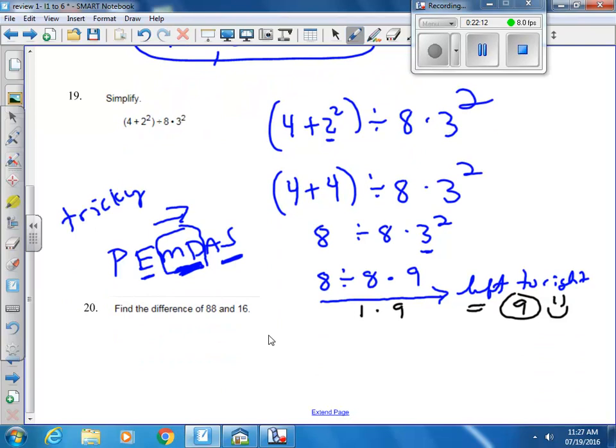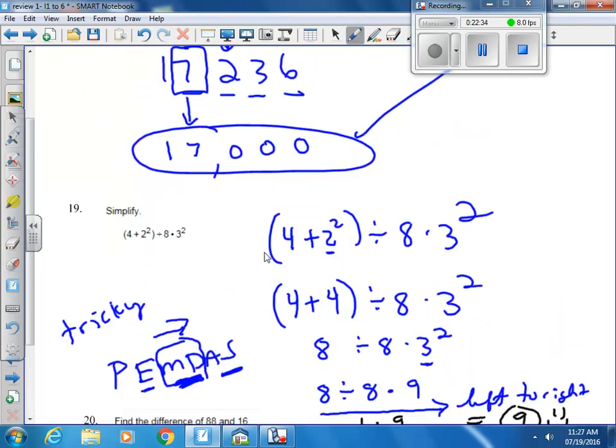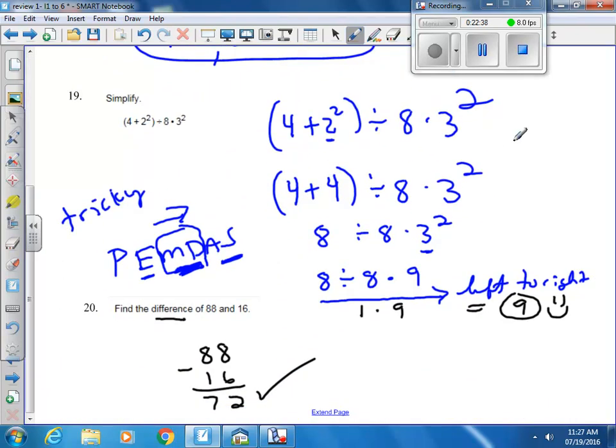All right, and last but not least is number 20. Keyword: difference means subtract. So find the difference of 88 and 16. Well, the main thing is that means subtract. And we're looking at 72. Okay, if you survived that, you might be ready to move on to your self-assessment. Good luck out there.